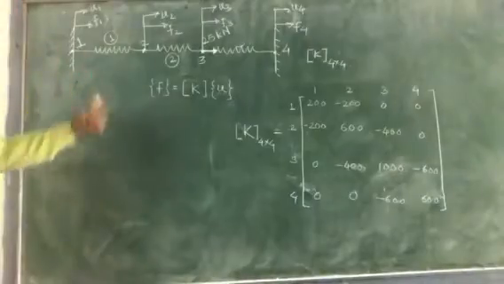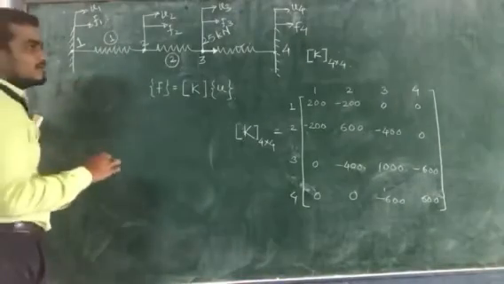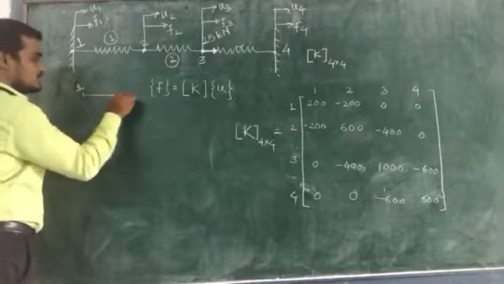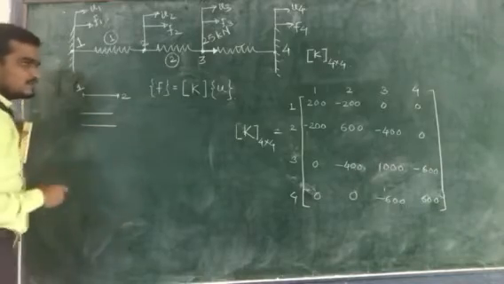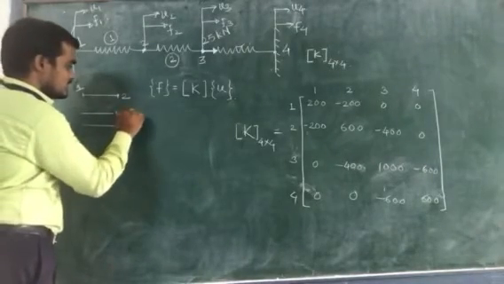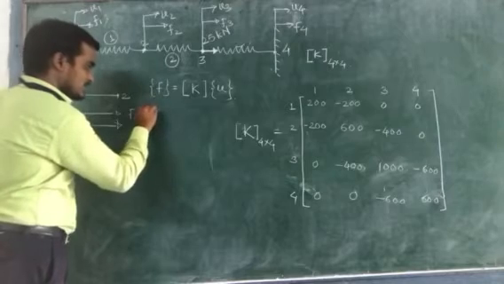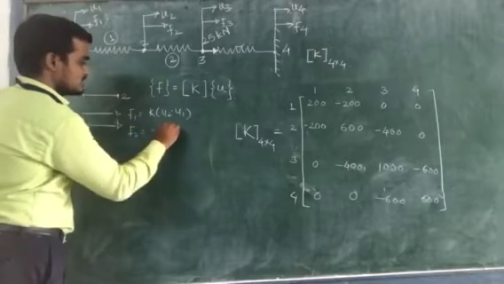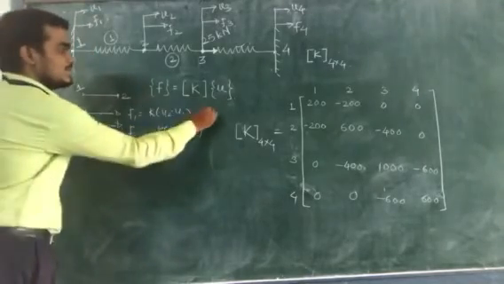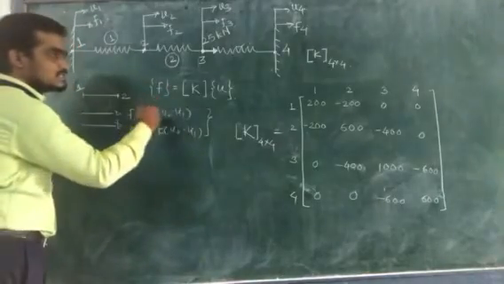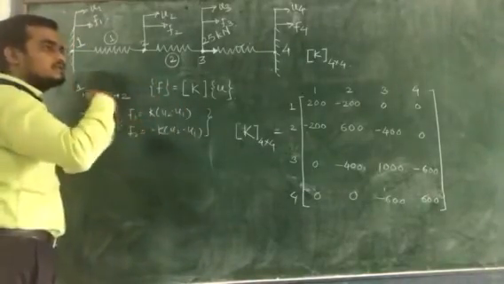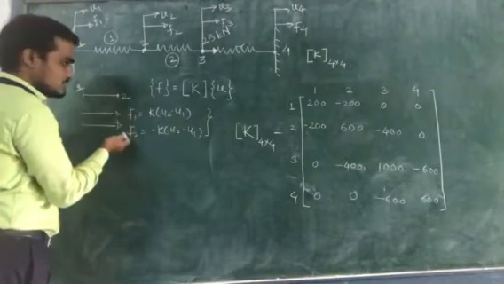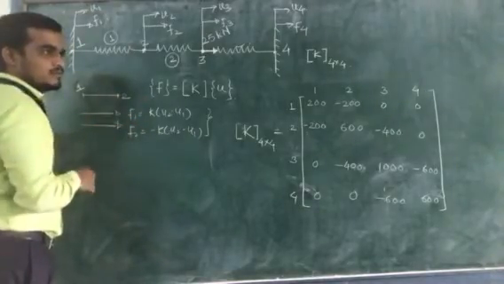As we know that if only one element is there between node 1 and 2, then we will get two equations. These equations can be written as F1 is equal to K times (U1 minus U2). Similarly, F2 is equal to minus K times (U1 minus U2). Means we will get two equations. Then these equations can be written in matrix form. Then we will get the final elemental stiffness matrix by simplifying the two equations and writing them in matrix form.